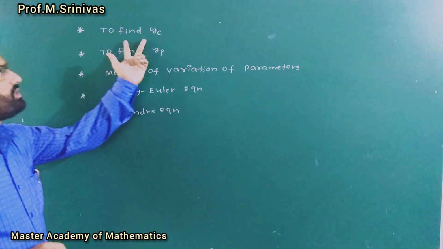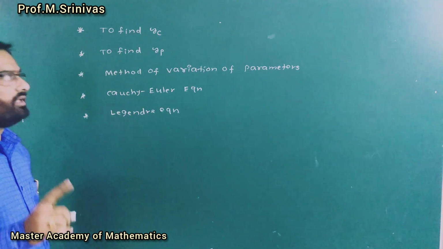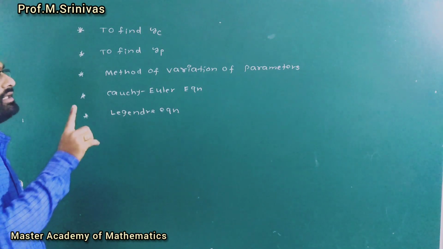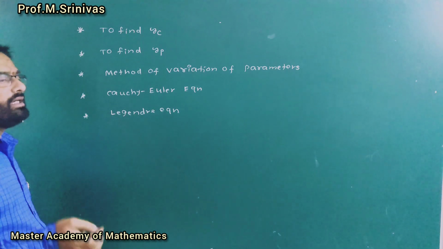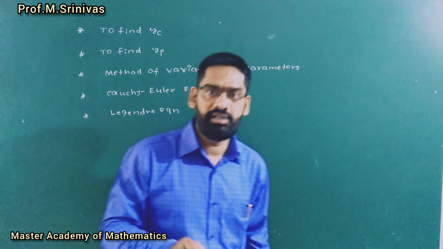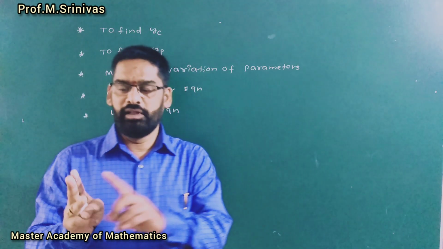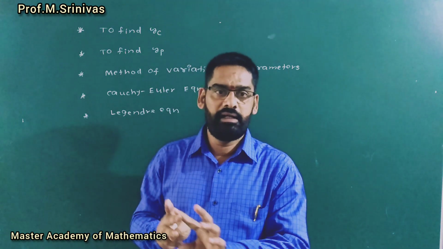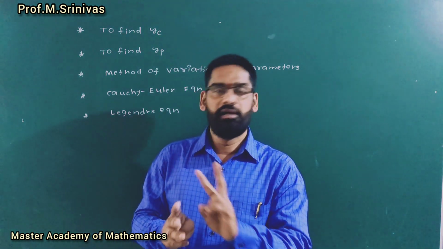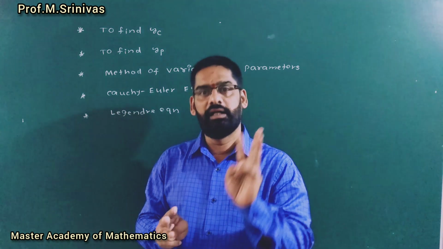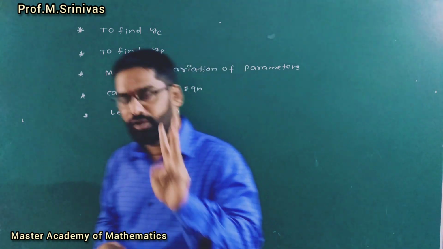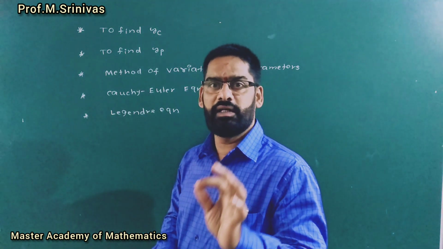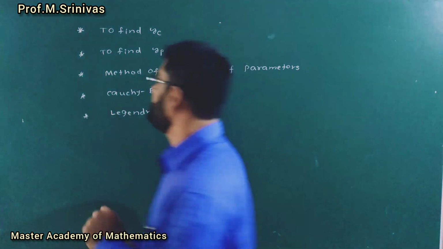Looking at the first one, to find YC, it is a very simple method. Only one method is available to calculate the complementary solution. Depending on the roots of the auxiliary equation, we have three cases. When the roots are real and distinct, one case. When the roots are real and repeated, the second case. And when the roots are complex, it comes under the third case. Based on only those three cases, you can easily calculate YC. Definitely you can expect it in the final semester examination paper.